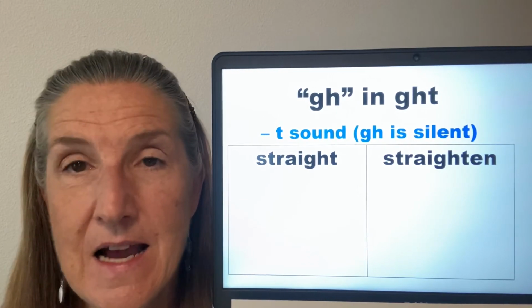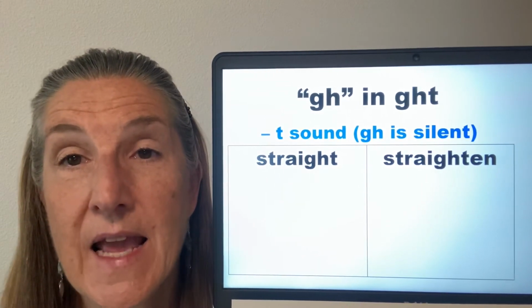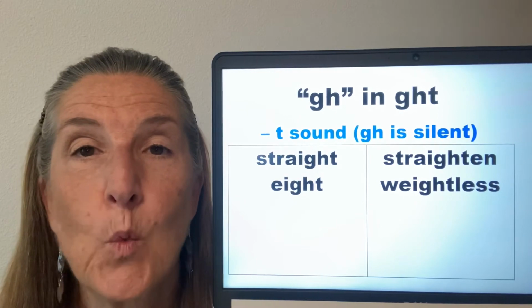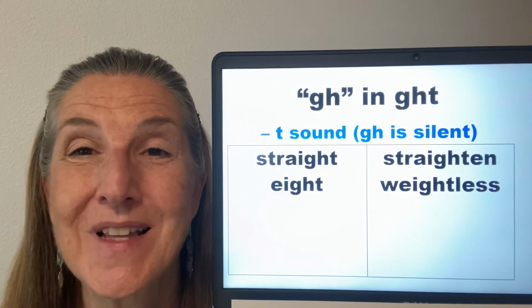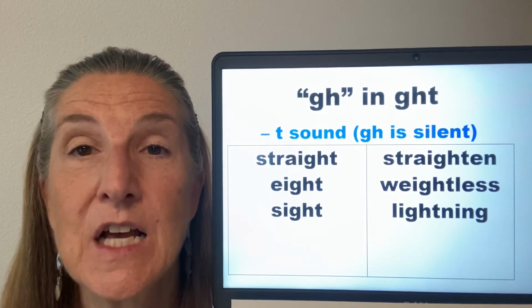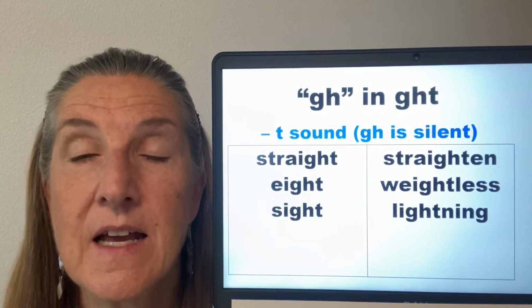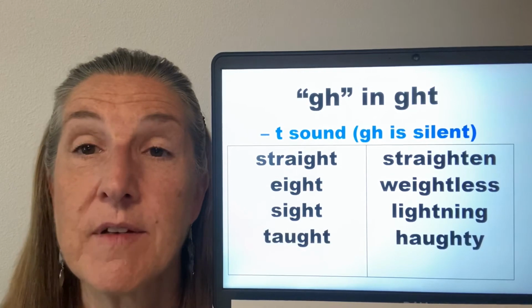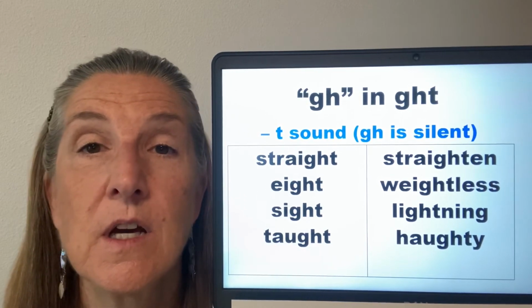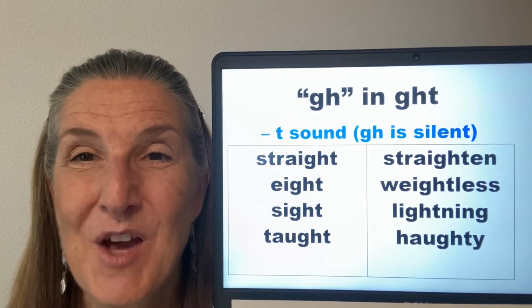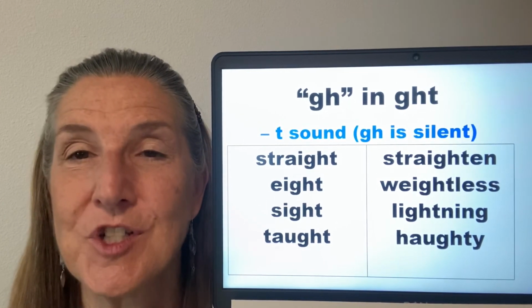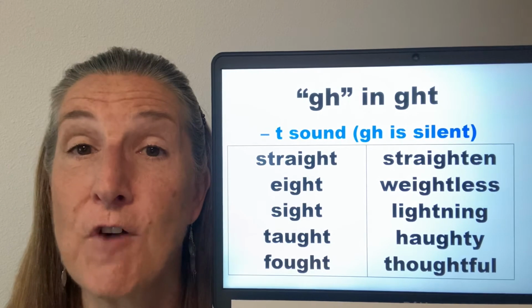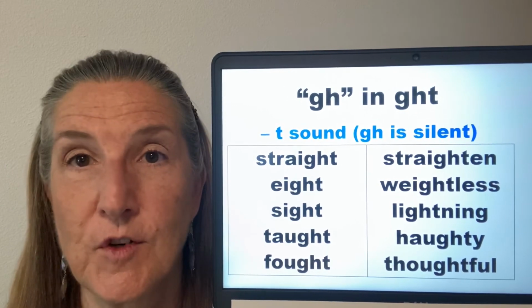If we have an EI, we can get words like eight, weightless. And I gives us words like sight, lightning. An AU will give us taught, haughty. And we'll get that same aw sound sometimes with an OU GHT, as in fought or thoughtful.